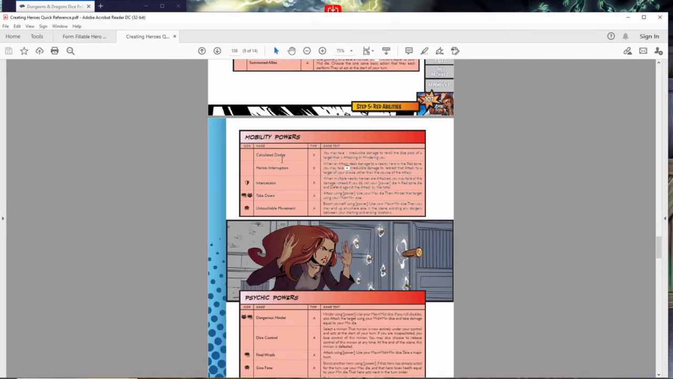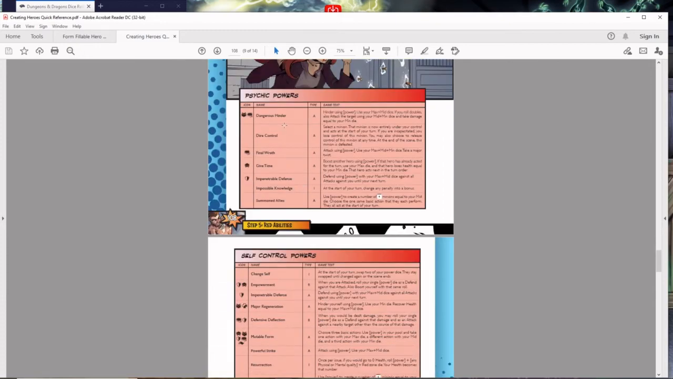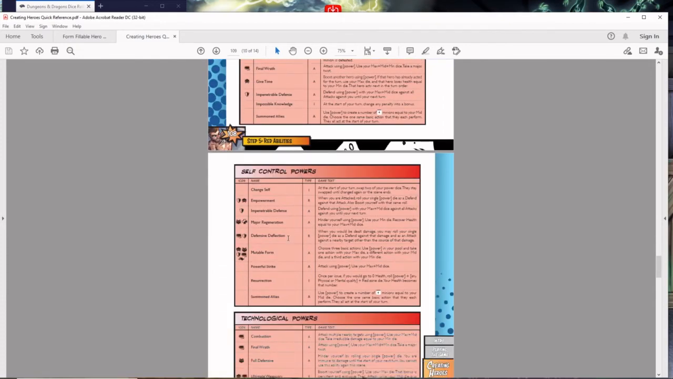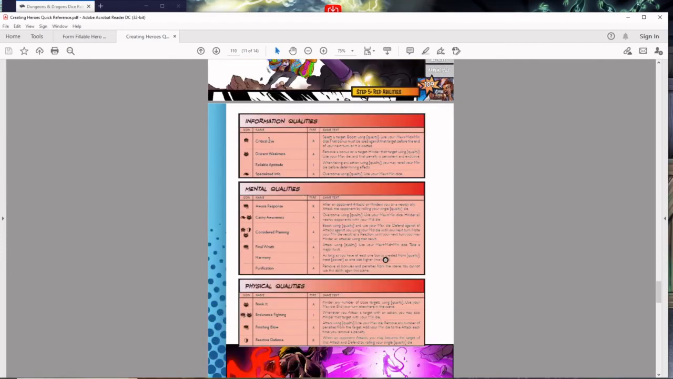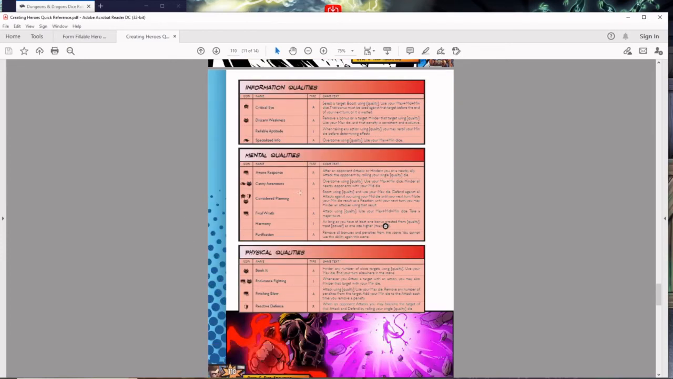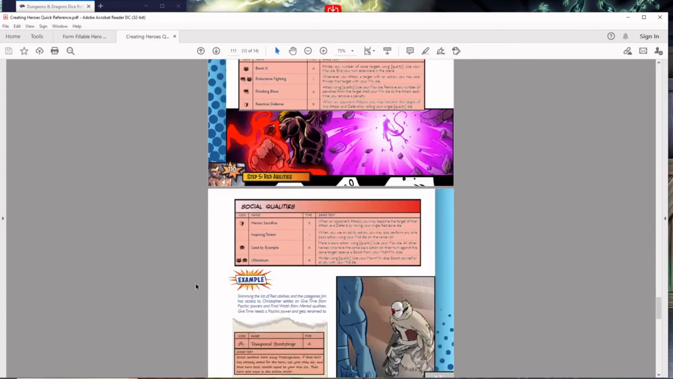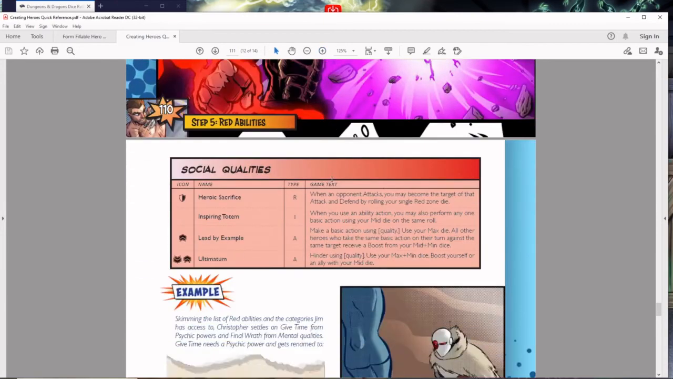We do not have a mobility power. We do not have a psychic power. We do have self-control. We do have technological. We do have information. We do not have mental. We do have physical. And we do have social. And let's see. I like Inspiring Totem.